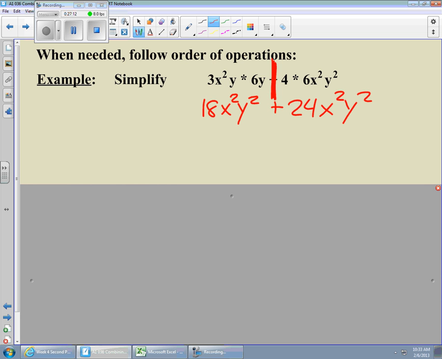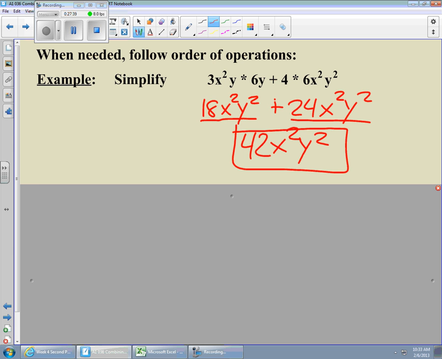Now we have an addition problem in there. Can we add these two terms up? On the left side, we have x squared y squareds. What can x squared y squareds be added with? Other x squared y squareds. So they can be added. How many are there? 18 here, 24 there. How many is that? 42 x squared y squareds.